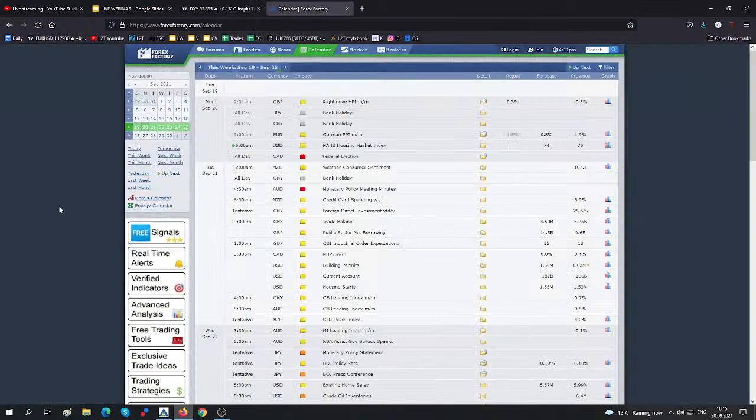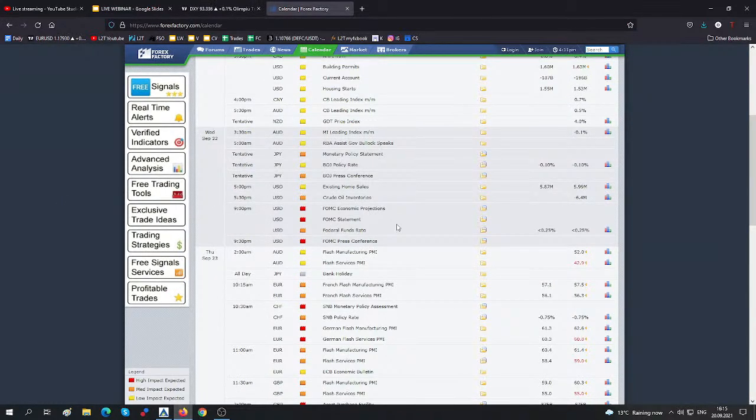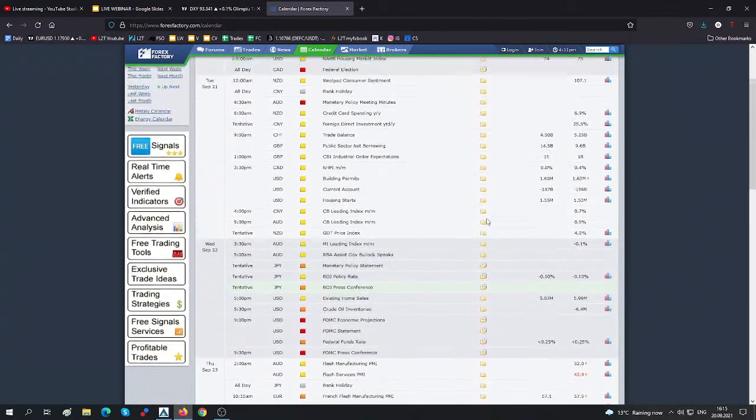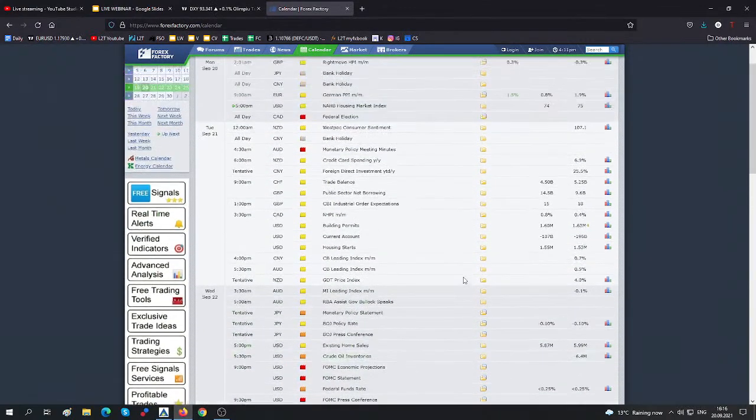Let's also take a look at the economic calendar, and as you already know, on Wednesday, the Federal Open Market Committee, Federal Reserve, is to release its federal funds rate, which is expected to remain unchanged, steady at 0.25%, but maybe the FOMC statement and also the FOMC press conference could bring us high volatility on Wednesday. So we'll have to be careful ahead of this high impact event.